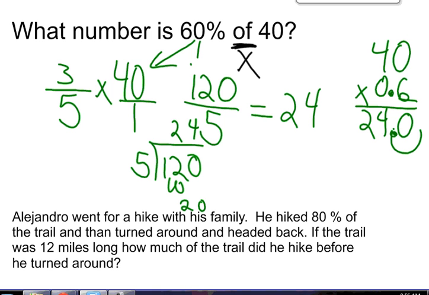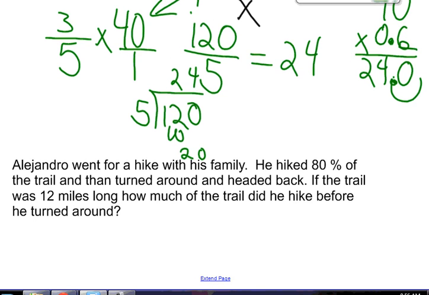So both methods are going to get you to the correct answer. In the end, 60% of 40 is 24. Let's try it again.